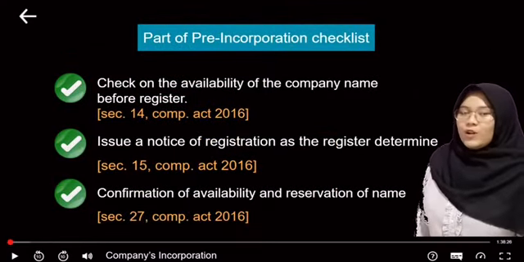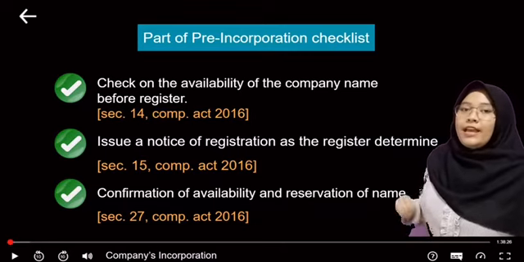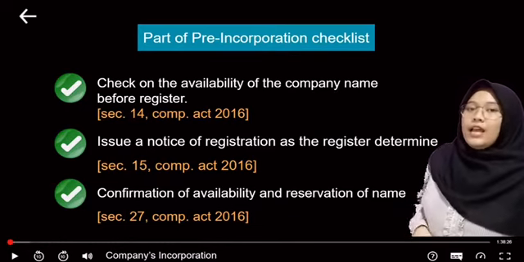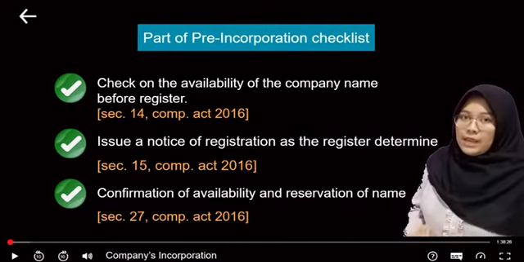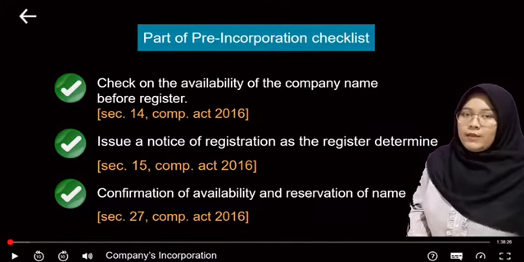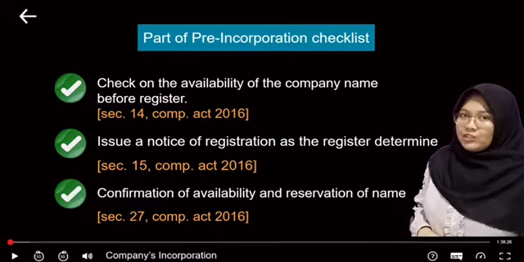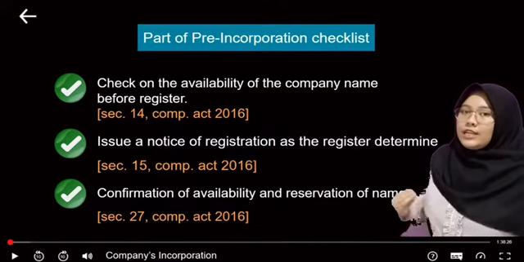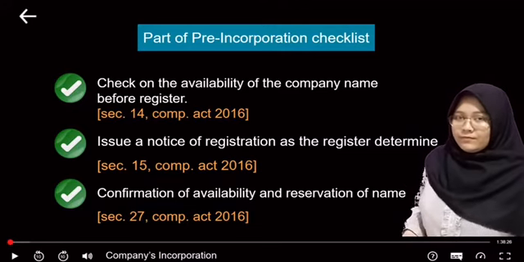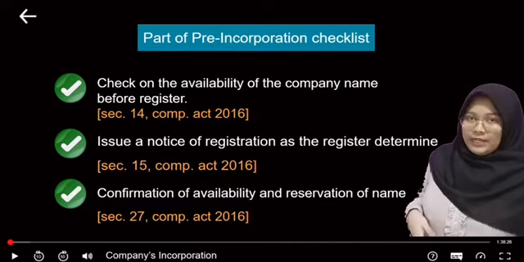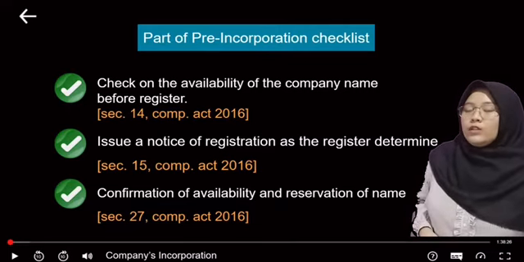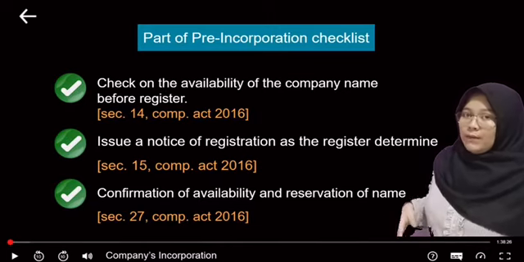These three steps are part of the pre-incorporation checklist mentioned in the Companies Act 2016. As we can see, the first one, under section 14, says that you need to check the availability of the name before you make any registration. What it means is you need to find an available and applicable name for your company before you make any registration. Moving on to the second one, section 15 of the Companies Act 2016 says that you need to issue a notice of registration in accordance with what is determined. And the third one is under section 27. It says that you need to confirm the availability and reservation of the name for your company.